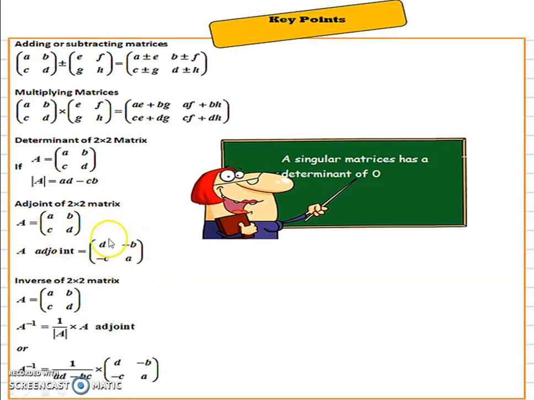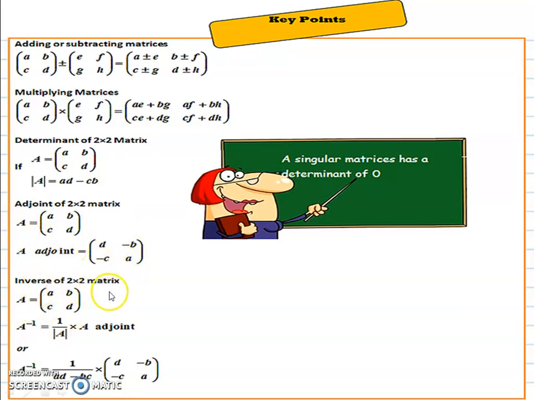Now we must know the transpose of a 2 by 2 matrix also. We know that if the 2 by 2 matrix ABCD is given, then the transpose is A, B in the first column and C, D in the second column. That is called transpose. Now the adjoint of the matrix is given by D, minus B, minus C and A.